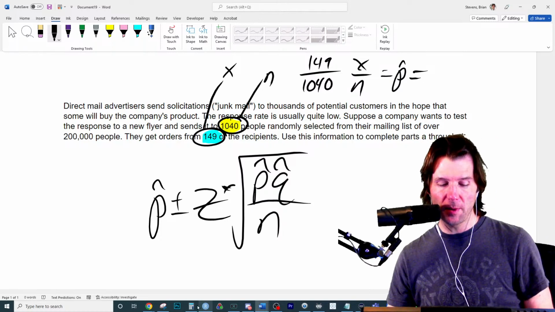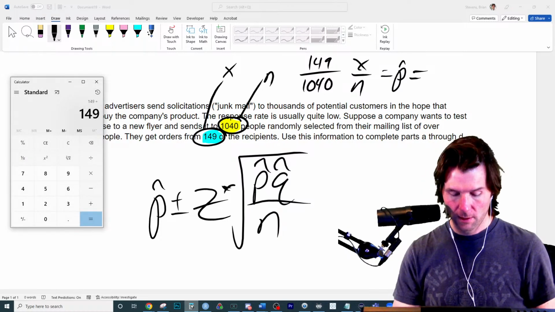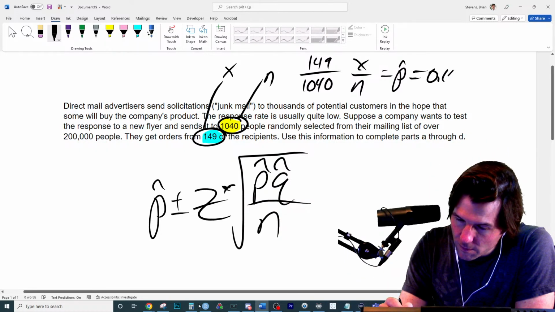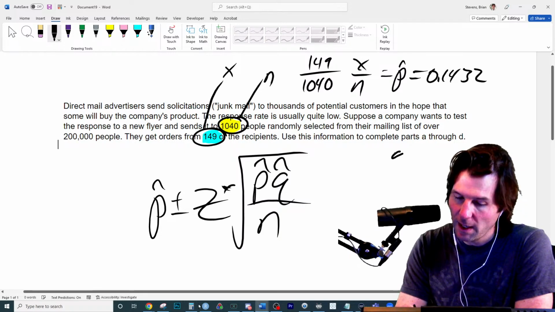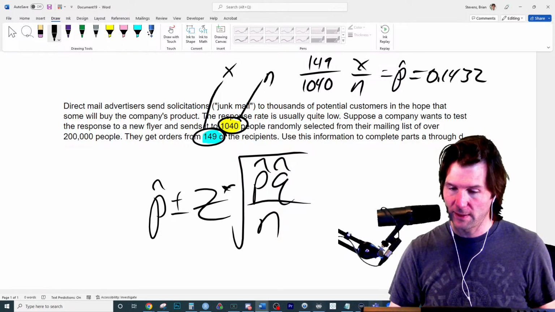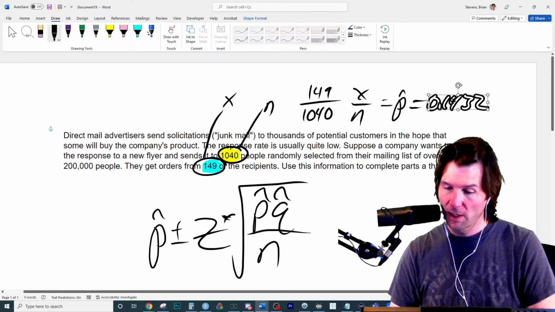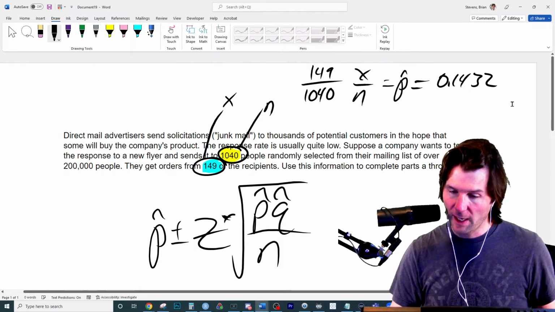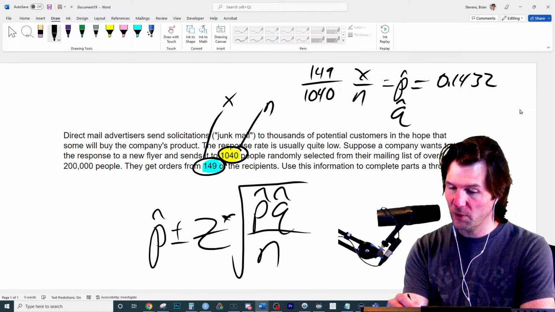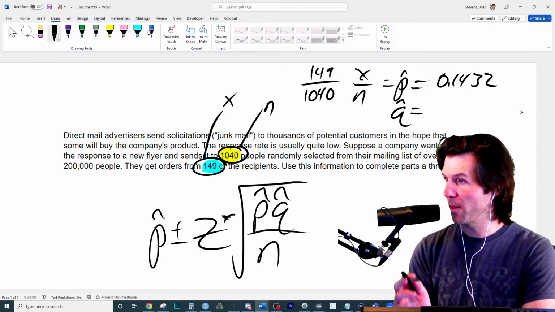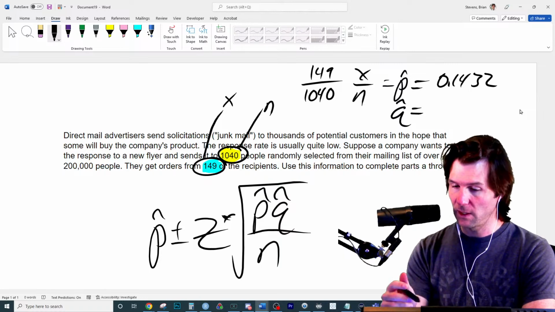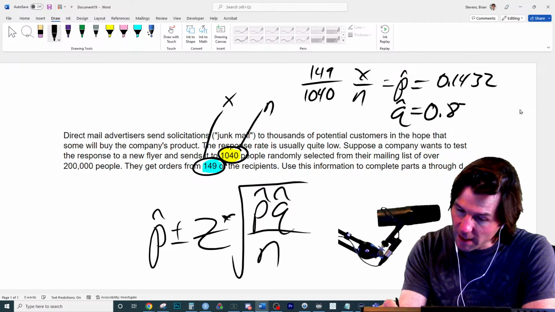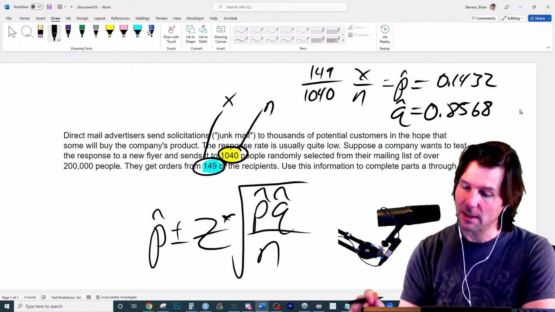And once you find P hat, what do you always solve for next? Once you solve P hat, you solve for what next? Q hat, exactly. Now they have hats because they're from samples. So do remember that. P hat is going to be that. Q hat, they come from samples. They're not the truth. If it's Q, it's the true complement of the proportion, the true proportion. But this is the complement of the sample proportion, which would be 0.8568.